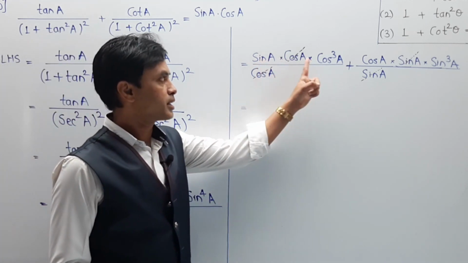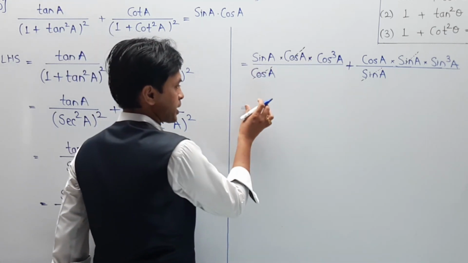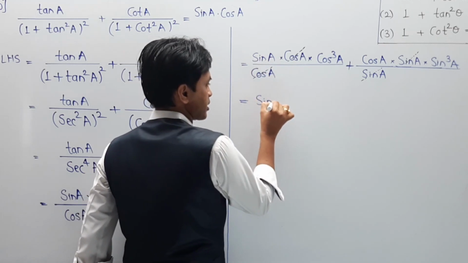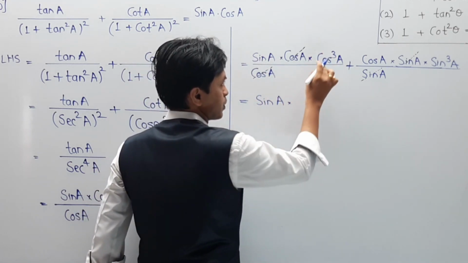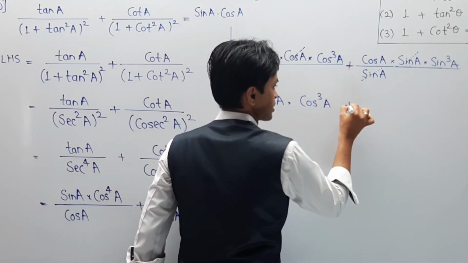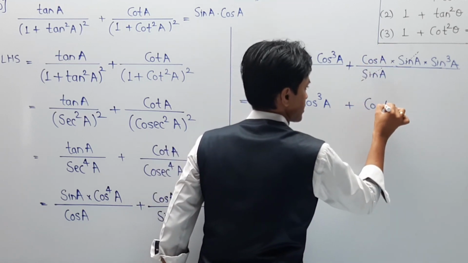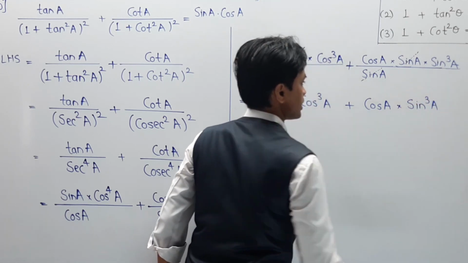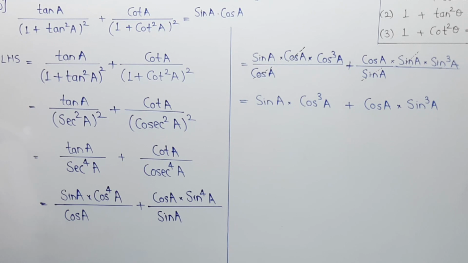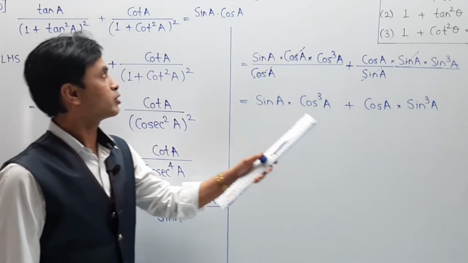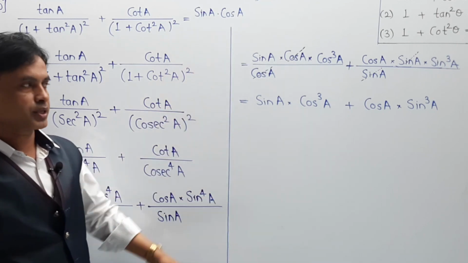Now the remaining part is sin A into cos cube A. So this part remains and the values are sin A into cos cube A plus cos A into sin cube A. Still we are unable to reach the step where we want to go. As we are able to get sin A into cos cube A plus cos A into sin cube A, we need to answer sin A into cos A.